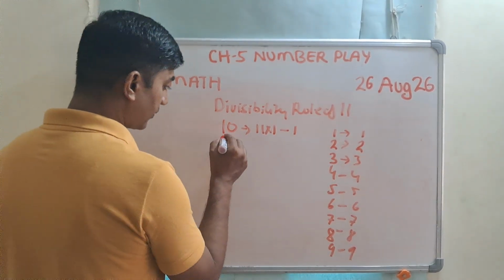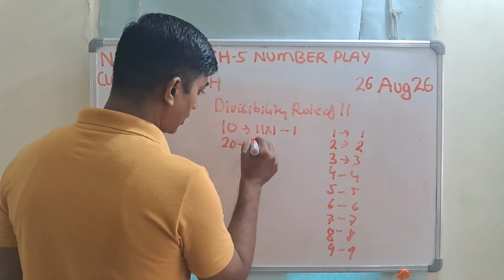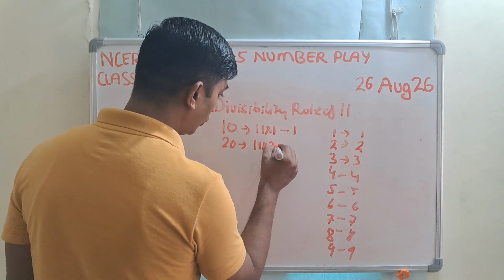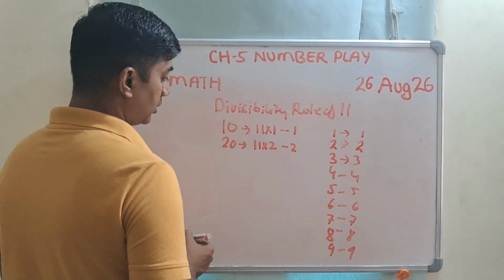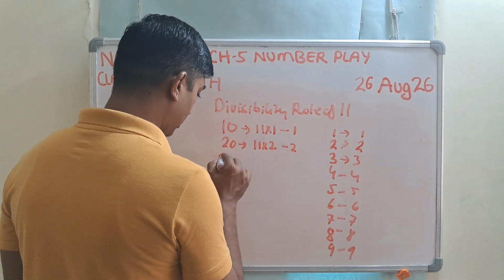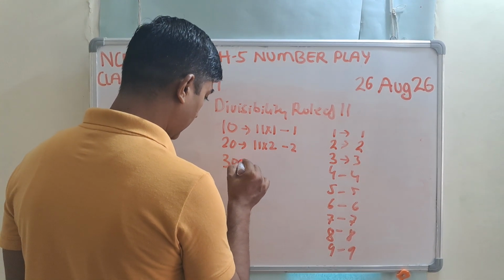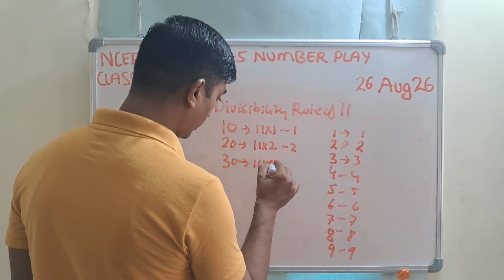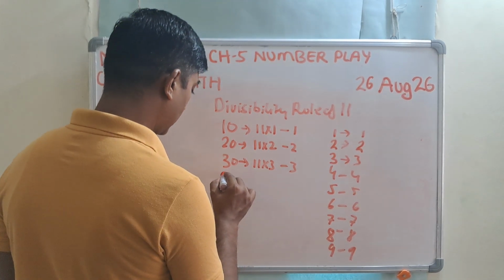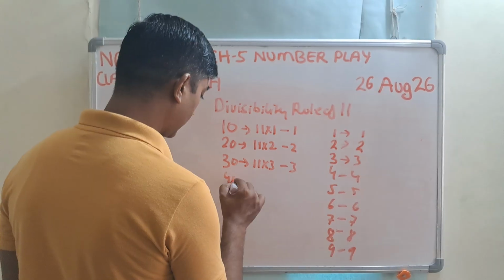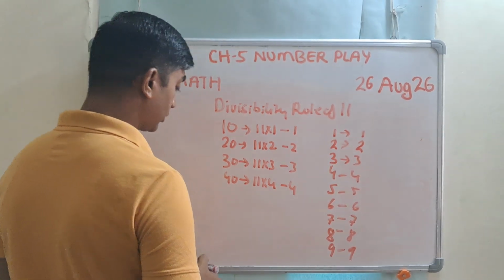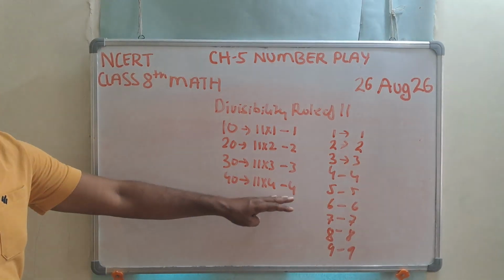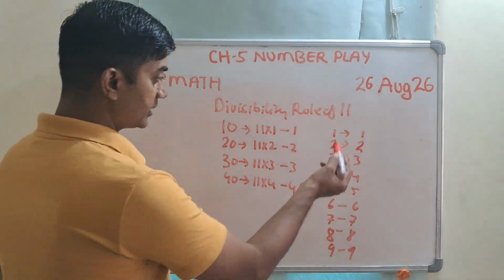Understood? In case of 20, 11 into 2 minus 2. Understood? You will get 20. For 30, 11 into 3 minus 3. For 40, 11 into 4 minus 4. Understood? In this case, we are subtracting.